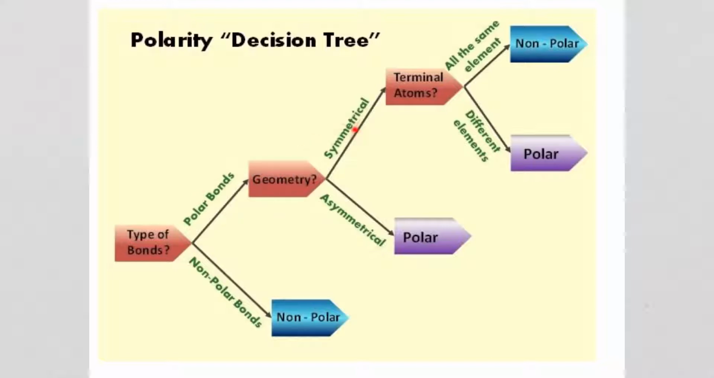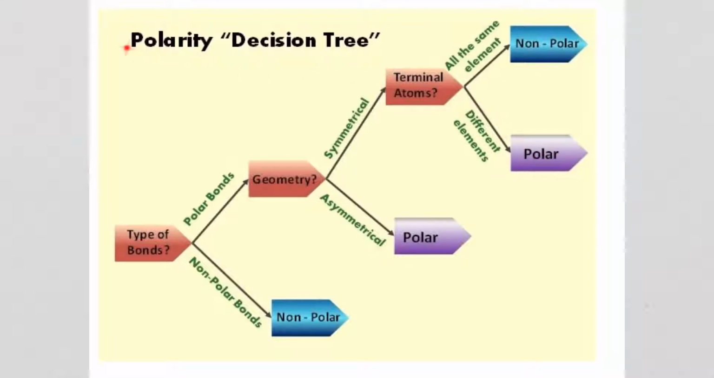Symmetrical means can you fold it in half and have things reflect and be the same on either side. Asymmetrical means you can't do that. When you fold it along an axis of bonding, it doesn't line up, so it's going to be polar. If it is symmetrical, look at the terminal atoms, those are the atoms on the outer edge, the outside. If it's all the same element, it's going to be nonpolar. If there are some different elements, it's going to be polar.